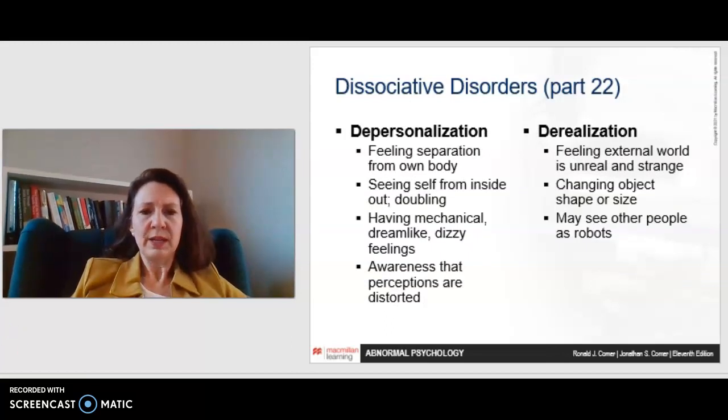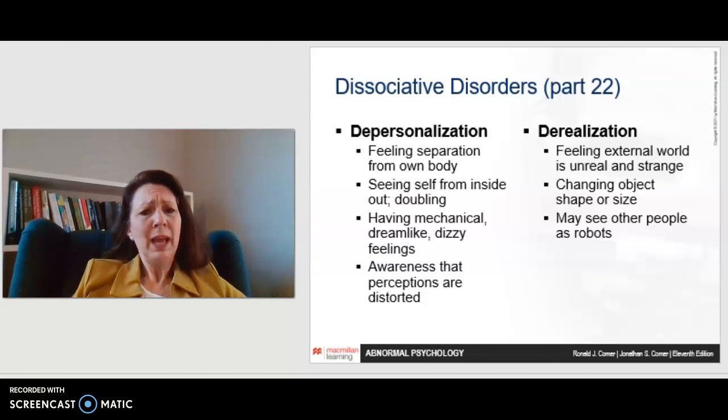In depersonalization, you feel separated from your body. You see yourself from the outside in. There's like a doubling effect. You may have a mechanical, dreamlike, or dizzy feeling. There's an awareness that your perceptions are distorted.